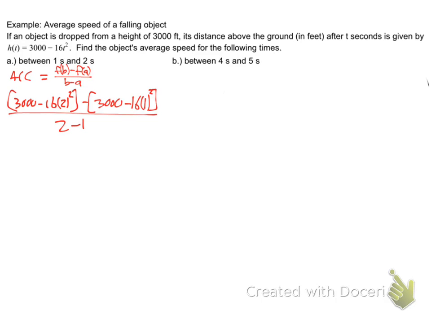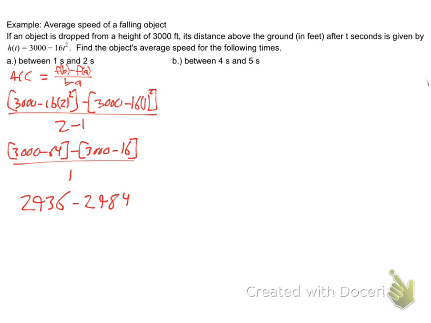The first one is 3,000 minus 64 minus 3,000 minus 16 all over 1. So I really don't care about the 1 anymore. That'll be gone. What's 3,000 minus 64? 2936. 2936 minus 2984.